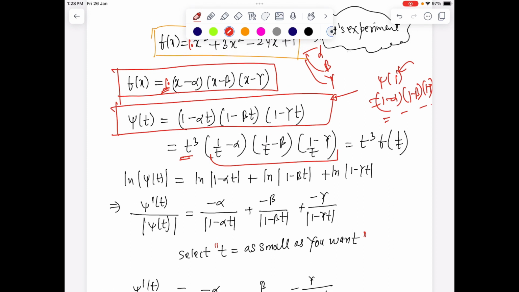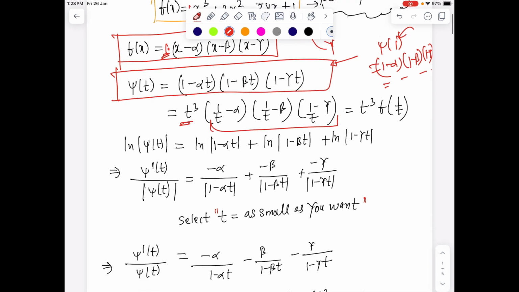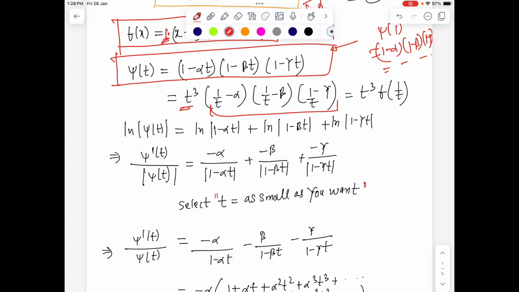So the obvious way of differentiating is logarithmic differentiation, because things are in product. So let's take log. ln psi is ln(1 minus alpha t) and so on. If I differentiate, ln of something gives 1 by something, and the differentiation of psi(t) goes to psi dash(t), as you can see. And this differentiation gives minus alpha by 1 minus alpha t, minus beta by 1 minus beta t, and minus gamma by 1 minus gamma t.